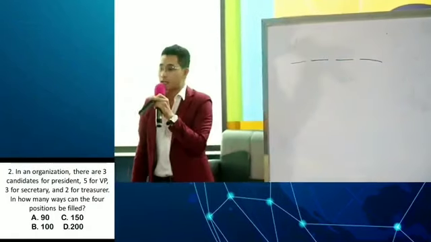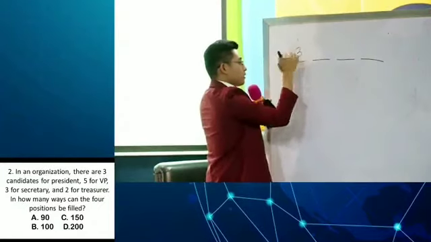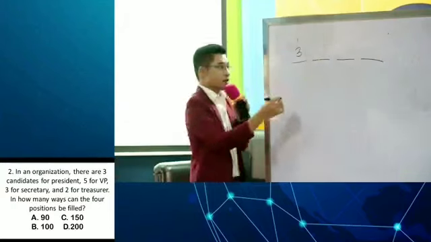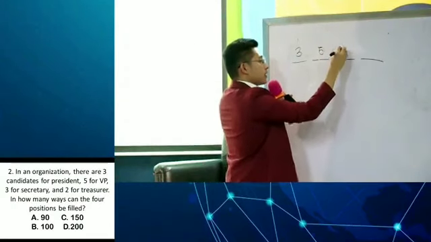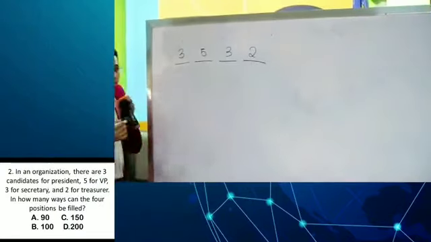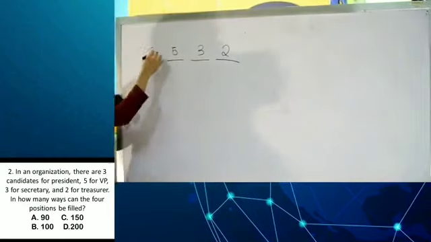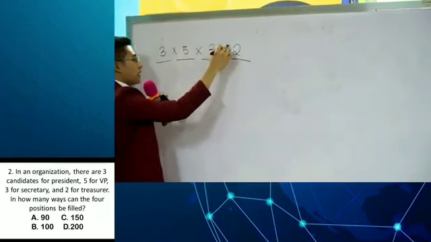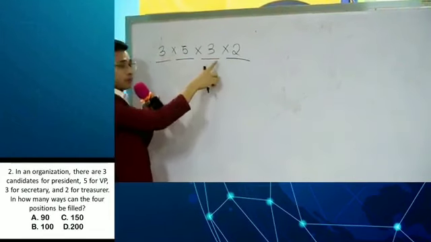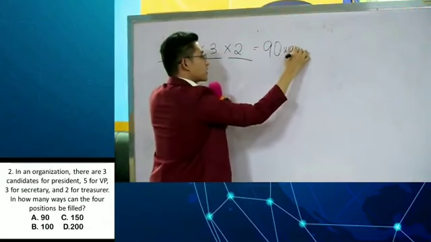Ilan ba yung candidates natin for president? So, 3. How about for the vice president? So, 5. For secretary, 3. For treasurer, 2. Okay? So, to compute for this, gagamit po kayo ng multiplication rule, wherein imumultiply nyo lang po ito isa-isa. So, 3 times 5 is 15, times 3 is 45, times 2 is 90. So, there are 90 ways.